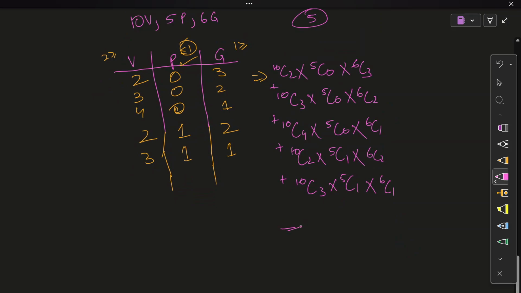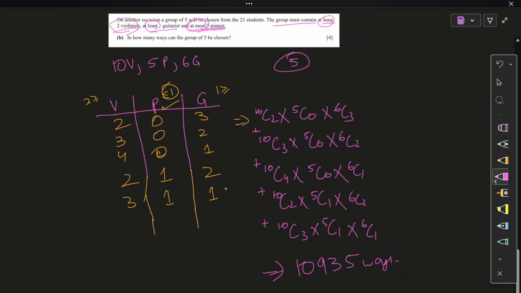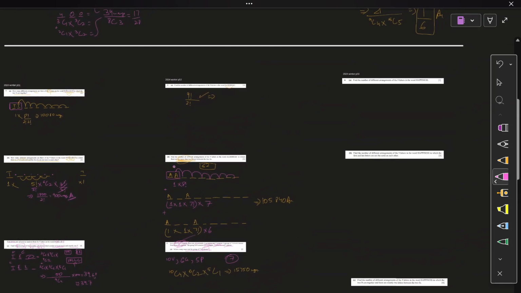Okay. So our 5 cases add up to, let's see what they add up to. 10c2 into 6c3 plus 10c3 into 6c2 plus 10c4 into 6c1 plus 10c2 into 5 into 6c2 plus 10C3 into 5C1 into 6C1. Okay, so my final answer adds up to 10,935 different ways of selection. And that is my final answer. We are done there, people. Hope all this made sense, and that is our variant 2.